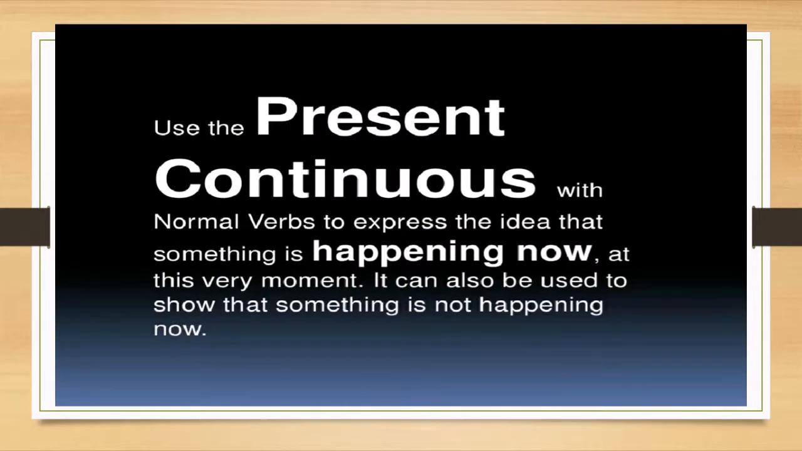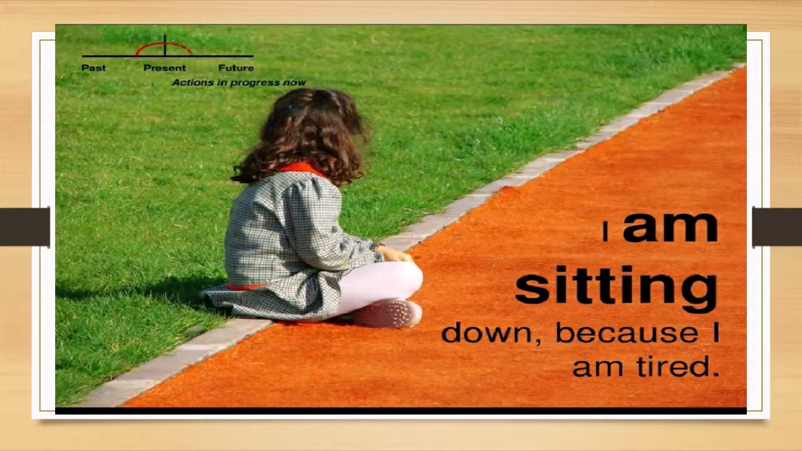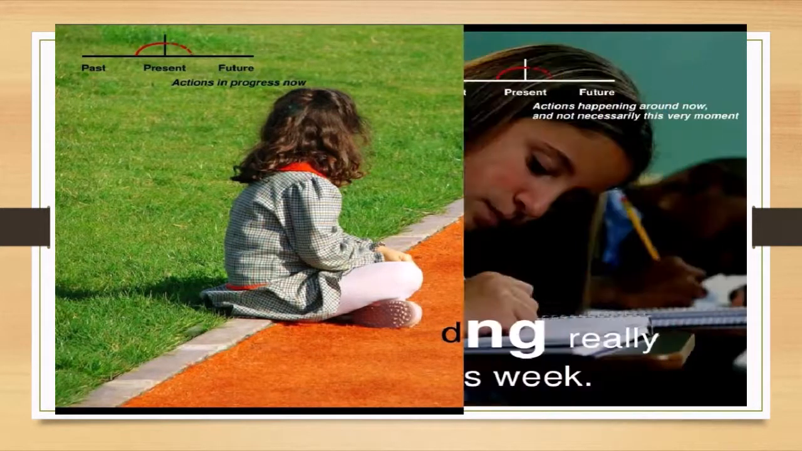Now the next one is present continuous tense. Use present continuous with normal verbs to express the idea that something is happening now, at this very moment. It can also be used to show that something is not happening now. For example, I am sitting down because I am tired. I, then the auxiliary verb am, is, are, as per the subject. Then the main verb with ing: sitting. Done because I am tired.